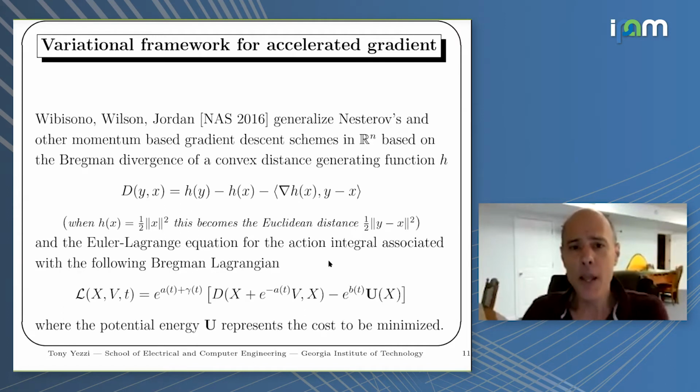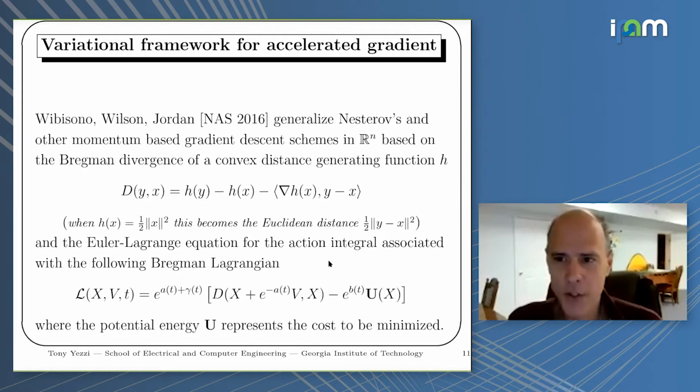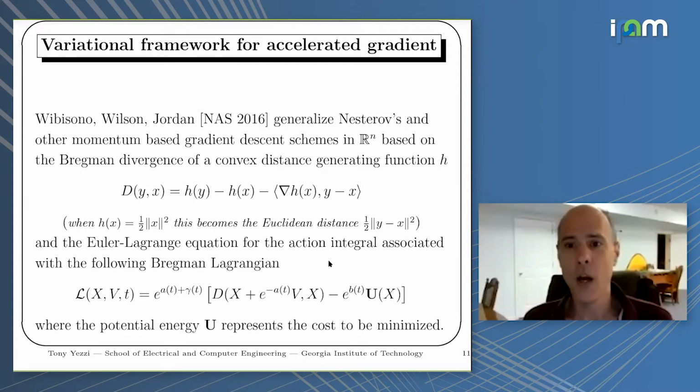And in 2016, Stefano Soatto pointed out to me a really beautiful paper by Wibisono, Wilson, and Jordan, in which they describe a variational framework, showing how you can put all these various momentum-based techniques, including Nesterov, including heavy ball, in a variational framework in terms of the Bregman divergence, and a kind of generalized Lagrangian made from the Bregman divergence, which they call the Bregman Lagrangian, right down here.